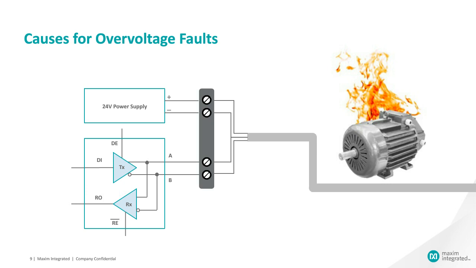Another cause of an overvoltage situation would be if you had heavy equipment generating a lot of heat in close proximity to your cabling. That could eventually break down the insulation layer, or through vibration, wear out that insulation layer, so that you would have two conductors shorting to each other. That would be the other scenario.